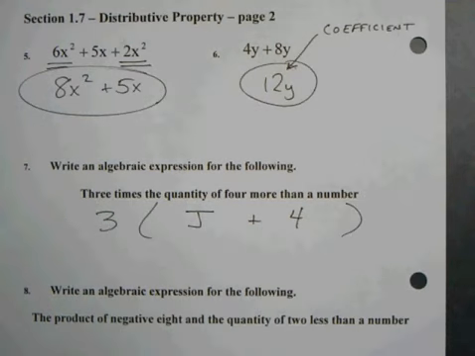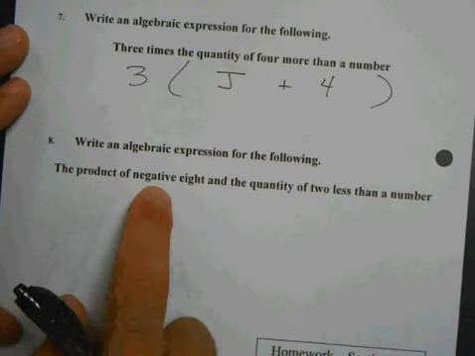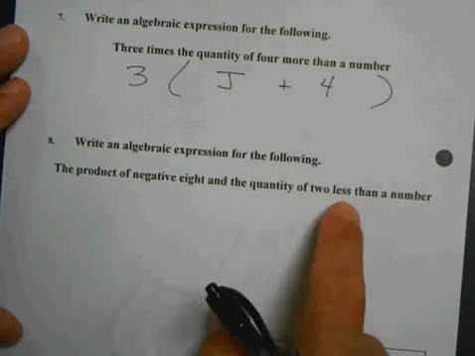Remember, more than or less than, whatever is in front of that word goes where? At the end. So if I said 4 less than a number, it would be J minus 4. If I said 4 less than twice a number, would it change? Now it's going to say 2J minus 4. In this case, we had J plus 4. All right, looking down here. The product, product means multiply, of negative 8 and the quantity of 2 less than a number.